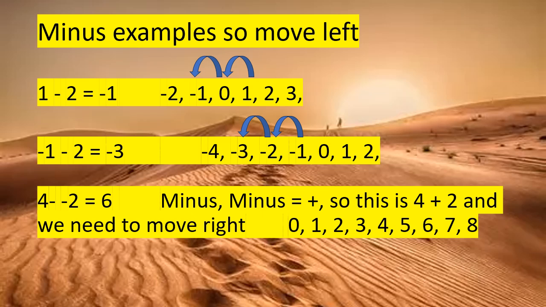Next one, 4 minus minus 2, which equals 6. So minus minus equals plus. So this is 4 plus 2, and we need to move to the right. So we have our line 0, 1, 2, 3, 4, 5, 6, 7, 8. We're going to start with number 4 and do 2 loops to the right. So 1, 2, and we get to 6.